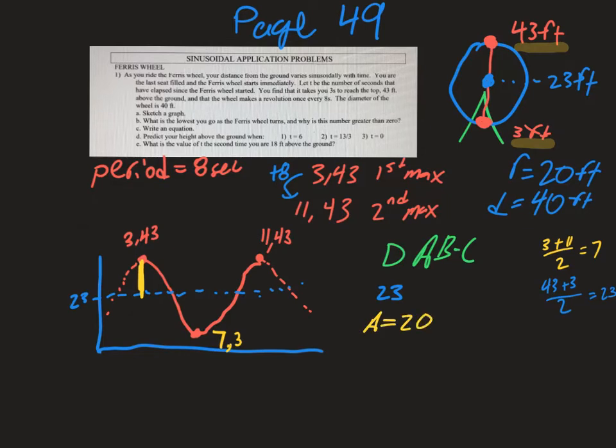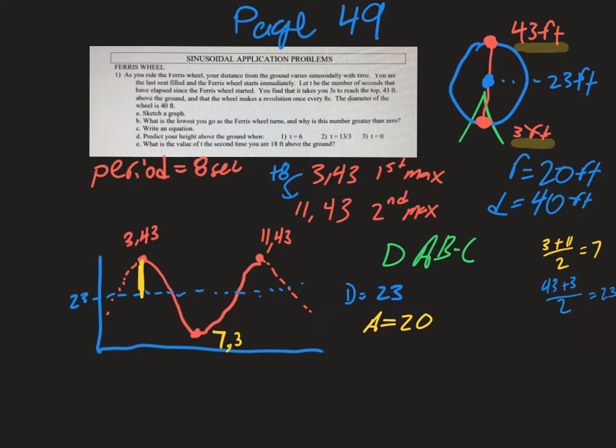Right? So we should find that. We can subtract to do that, guys. 43 minus 23 is 20. All right. Now for some of the trickier bits, okay? We want to calculate B.